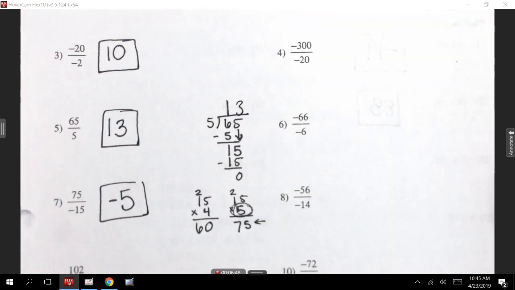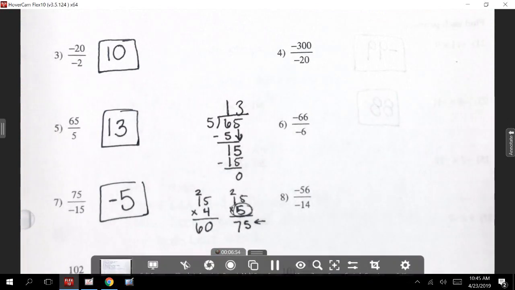Okay, so guys, you have the rest of the period to work on these. All right, if you do not finish, it is homework, but there are a couple of examples to help you get started and going.